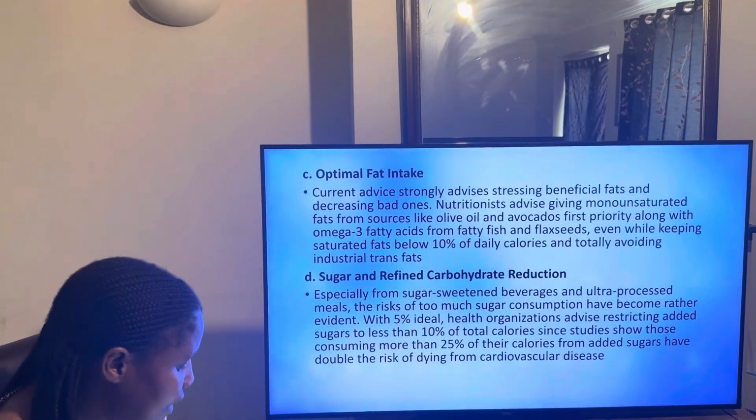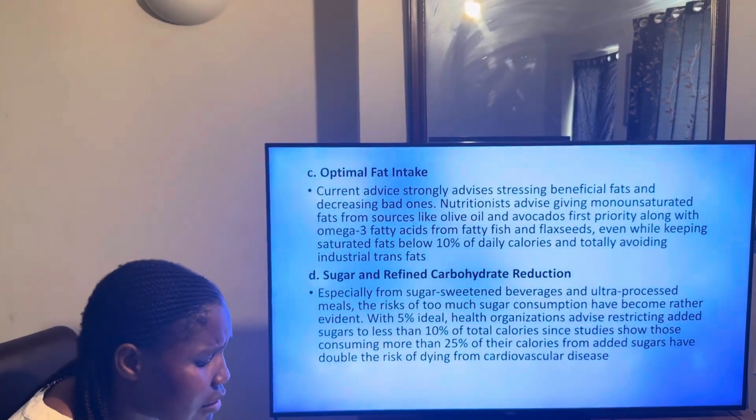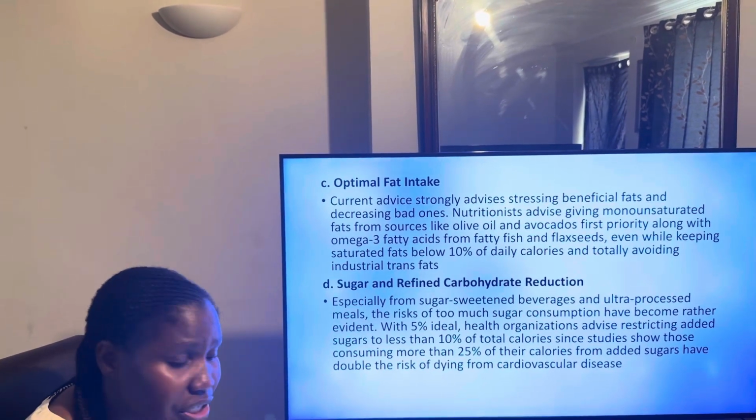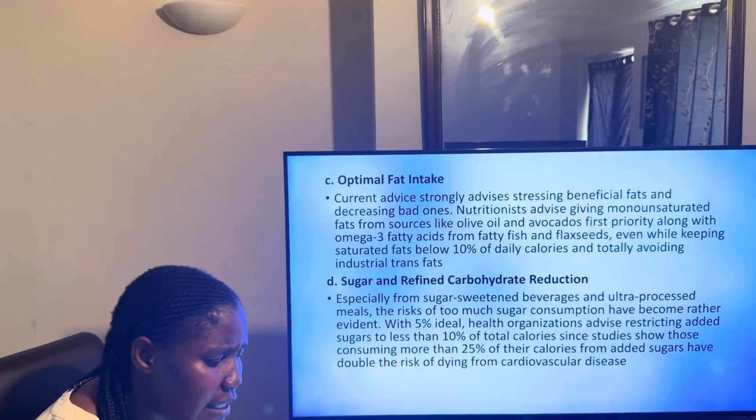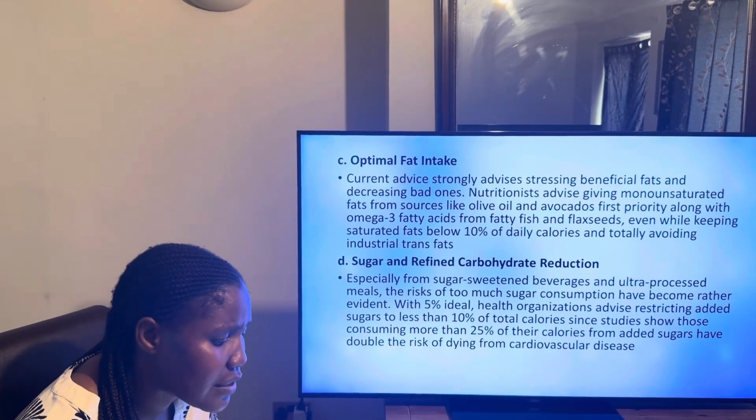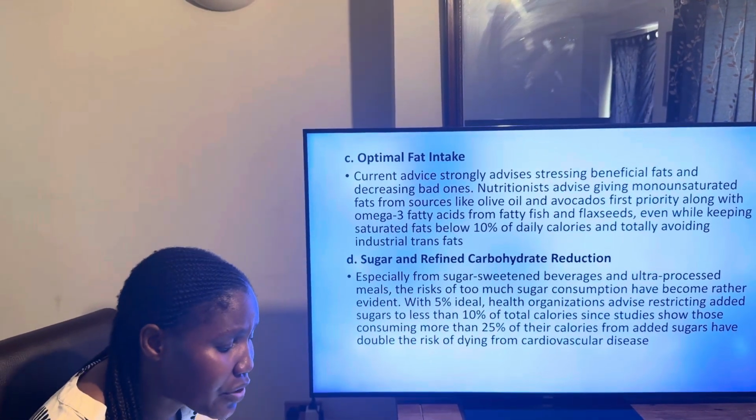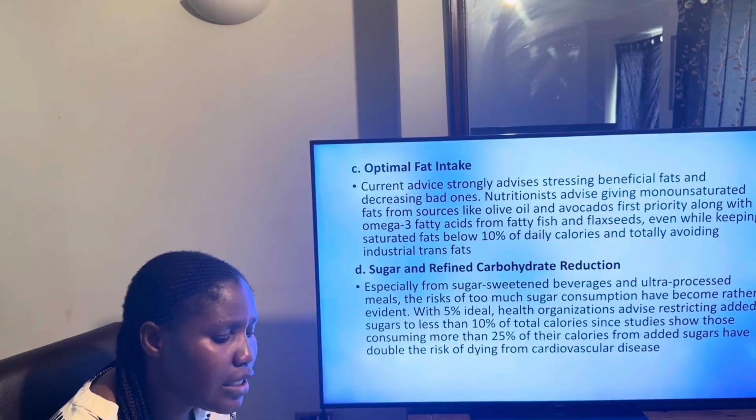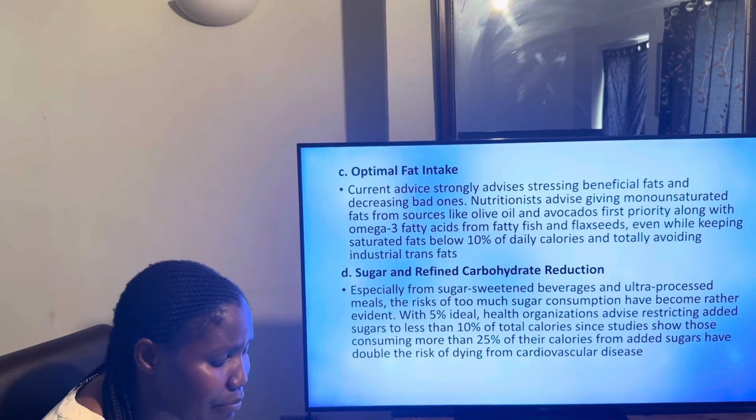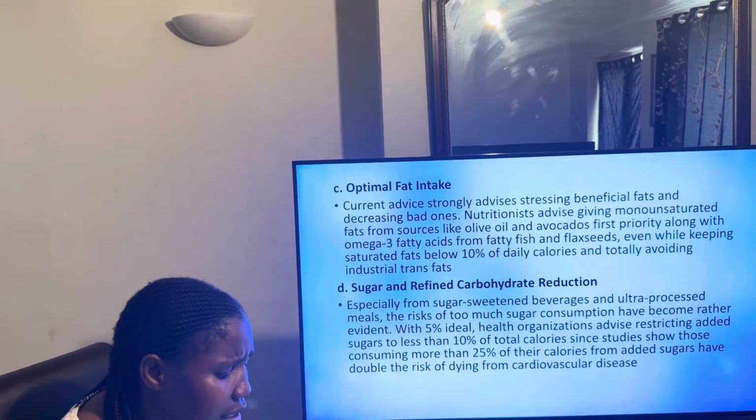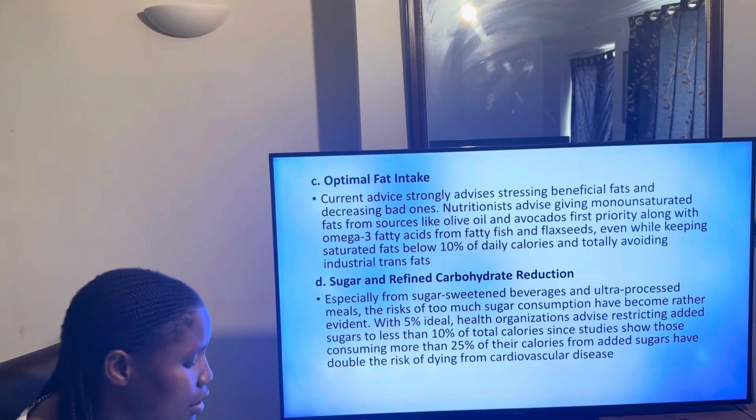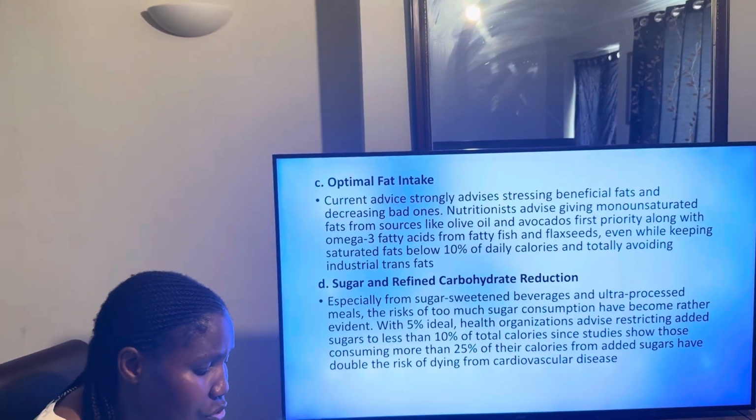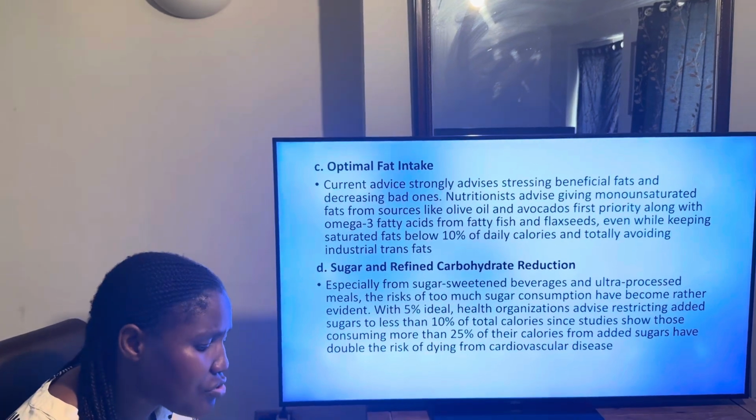Optimal fat intake. Current advice strongly advises stressing beneficial fats and decreasing bad ones. Nutritionists advise giving monounsaturated fats from sources like olive oil and avocado first priority, along with omega-3 fatty acids from fatty fish and flax seeds, while keeping saturated fats below 10% of daily calories and totally avoiding industrial trans fats. Sugar and refined carbohydrate reduction, especially from sugar-sweetened beverages and ultra-processed meals.